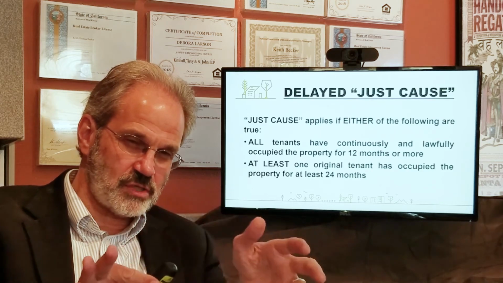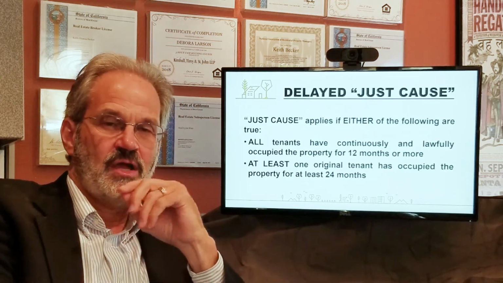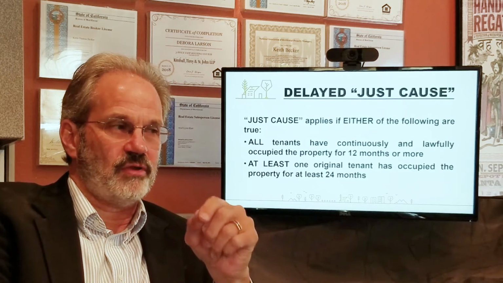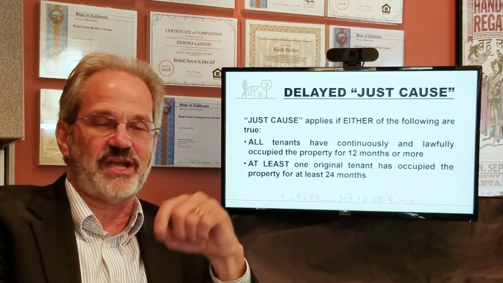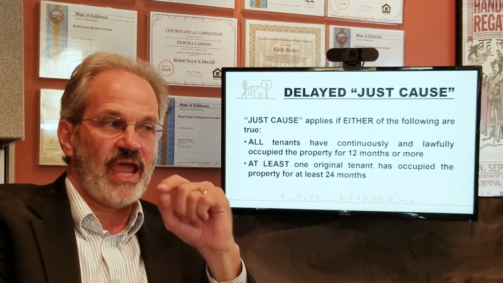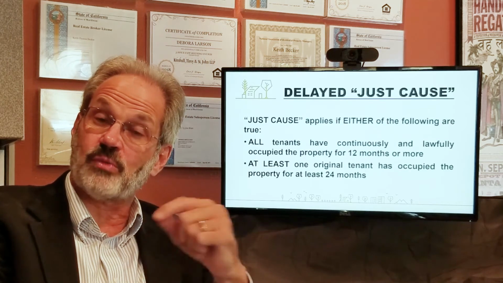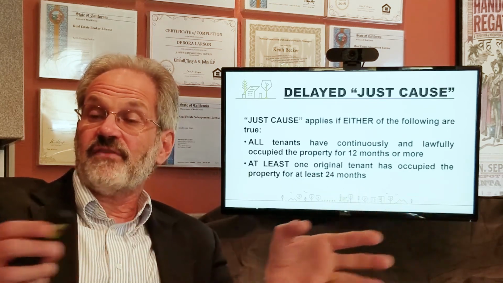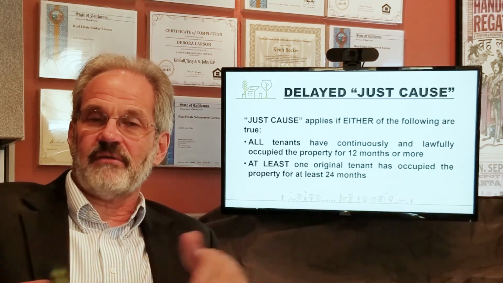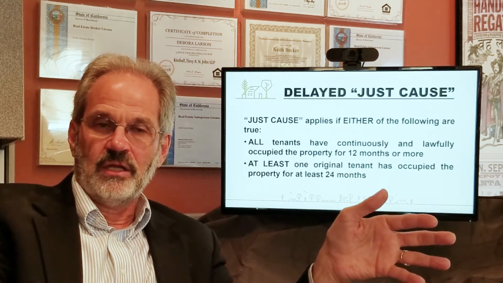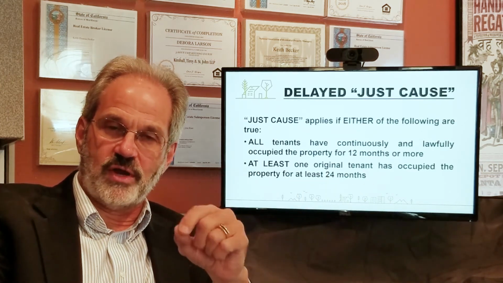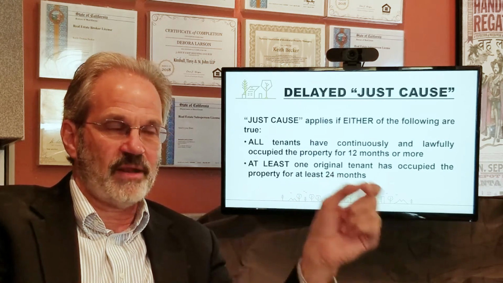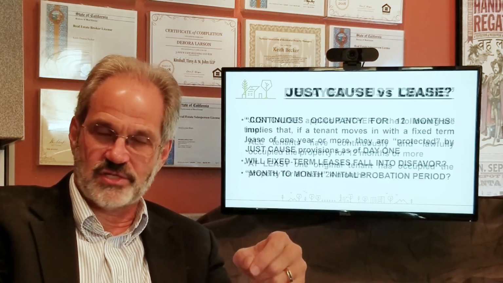There's one sort of protection here. Just cause applies only if all tenants on the original contract have continuously and lawfully occupied the property for at least 12 months, or if it's a situation where a couple of them have come and gone, if at least one of the original tenants has resided in the property for at least 24 months.